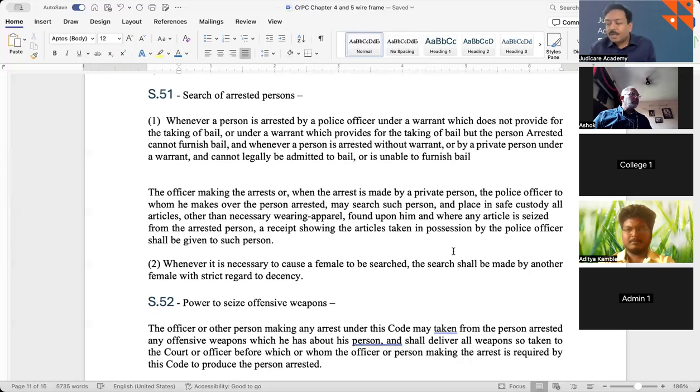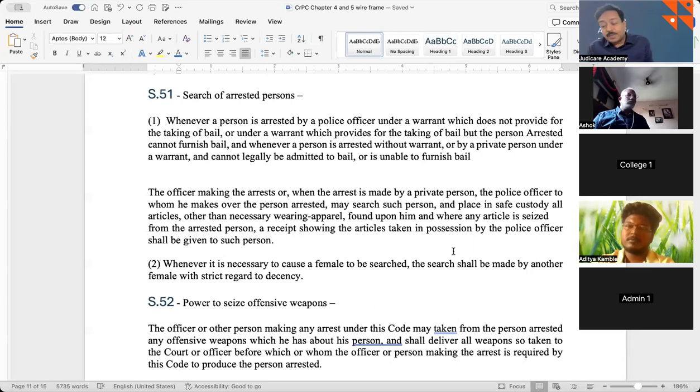the search. Now, when you search, the authority of search is there, but for a female, it has to be a female, not a male. And what items have to be collected has to be listed out, and put in safe custody, until and unless you find something which is a contraband or an arm. So everything has to be listed out. In fact, those things also have to be listed out, but then those are not stored.